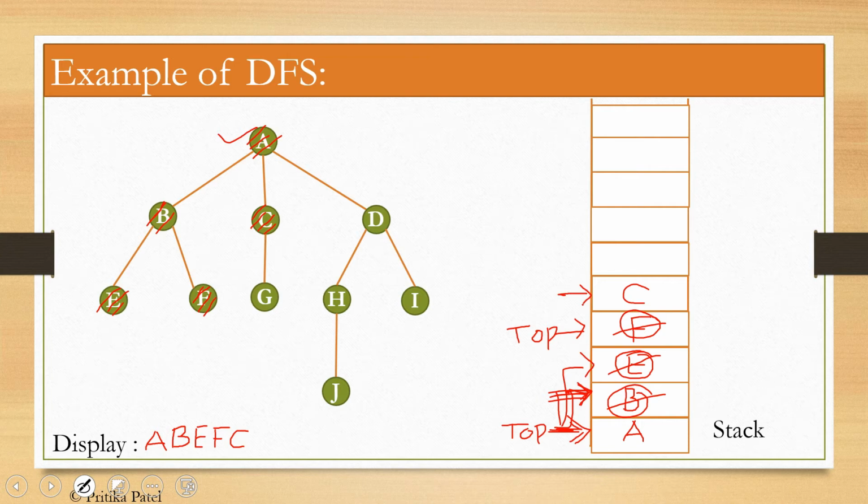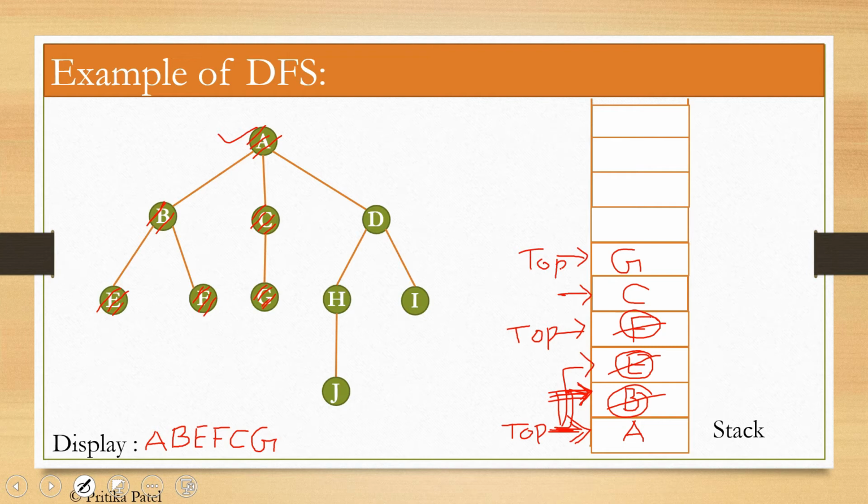So now again check whether the top of the stack has any adjacent unvisited vertex. Yes, here G is there, which is an unvisited vertex. So visit it and mark it as visited, right? Then push it into the stack. So G is pushed into the stack and G is displayed here, right? So now this G becomes the top of the stack.